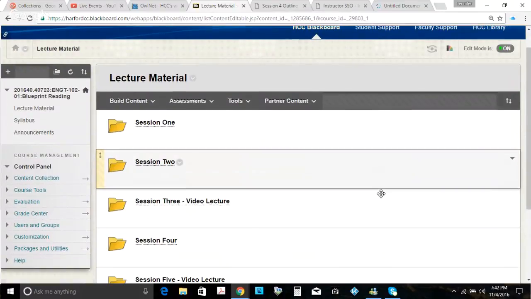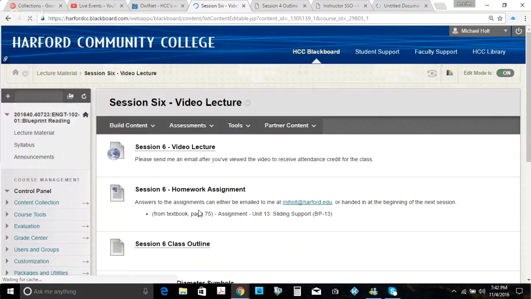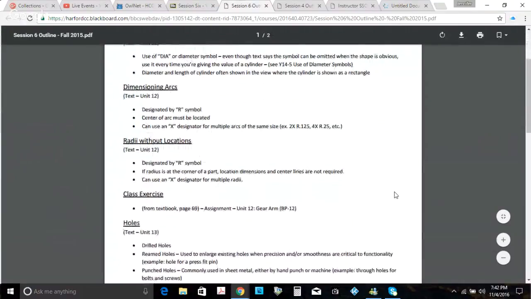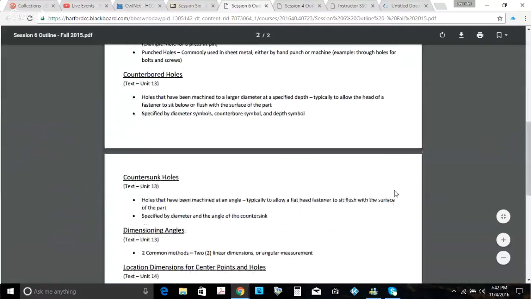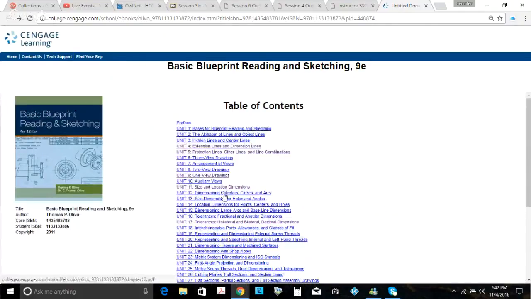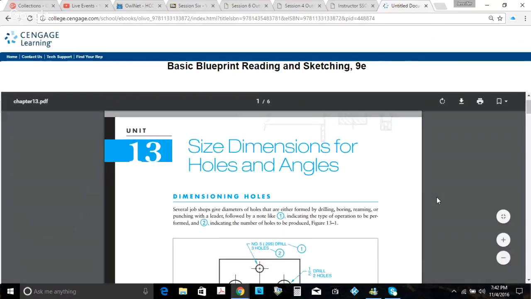Let's talk about session 6 really quickly. Take a look at the class outline. We had counterbore holes and countersunk holes that we went over in Unit 13. And we can jump there quickly here in our text to take a look at some of the symbology that's associated with those.